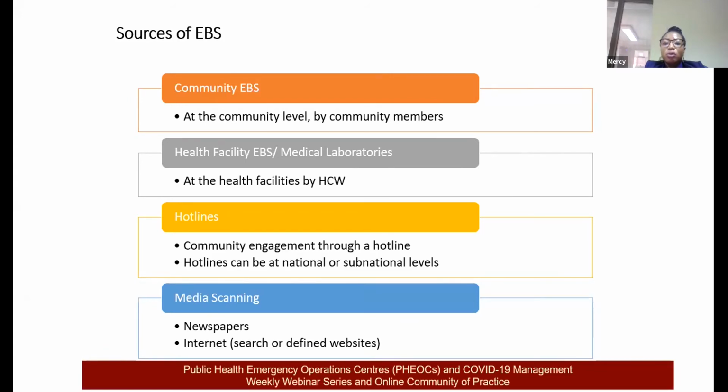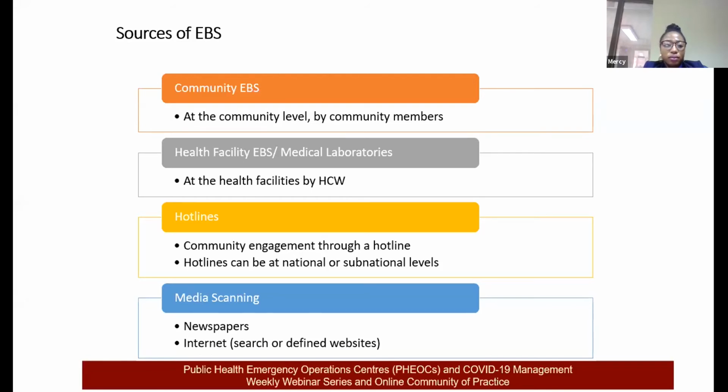And the media could also be a very important source for detection, where we have the print media, we could also have radio, we could have web-based sources. And media scanning is preferably encouraged to be hosted at the national level, since we have the technical capacity there.